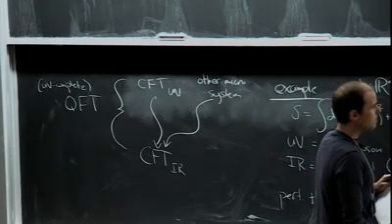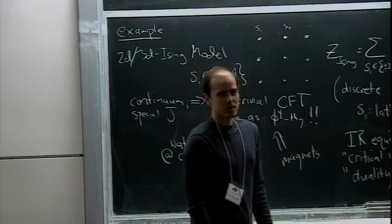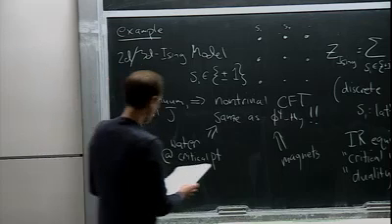So the problem is that in any of these descriptions, computations are not easy. The lattice model is probably the easiest. You can definitely put it on a computer. But there are limits to how well you can do for many interesting computations.